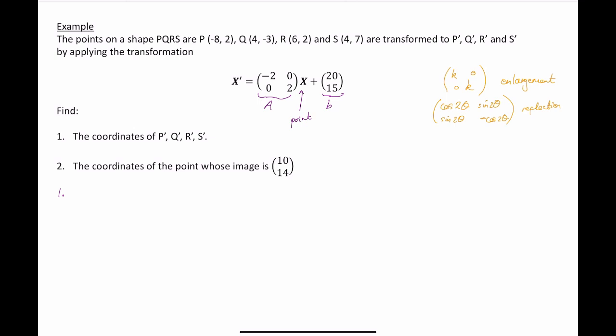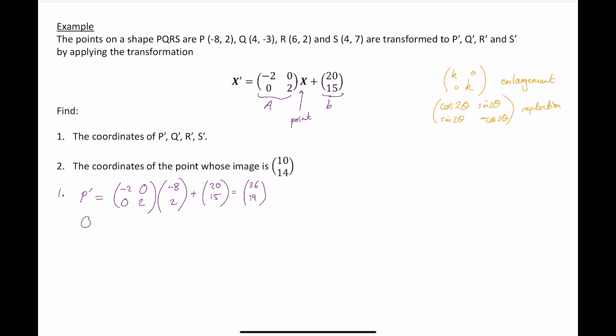So all I'm going to do is take this formula that they've given us for the affine transformation and substitute in each of the coordinates one after the other. So the image of P is just this matrix multiplied by the point P, which is minus 8, 2, and plus 20, 15. You can type that straight into your calculator, and that will give you the point 36, 19.